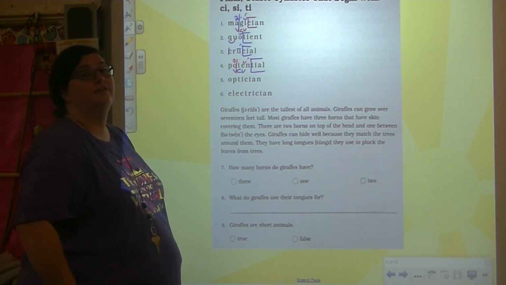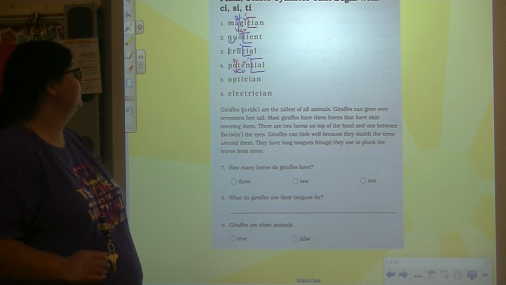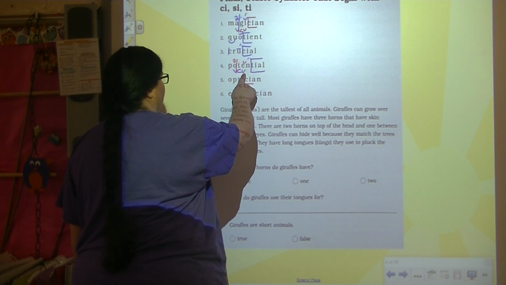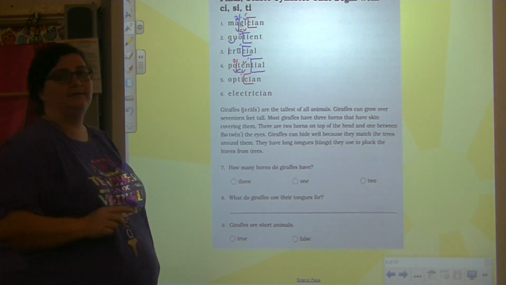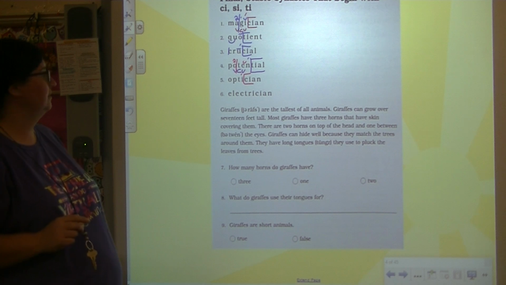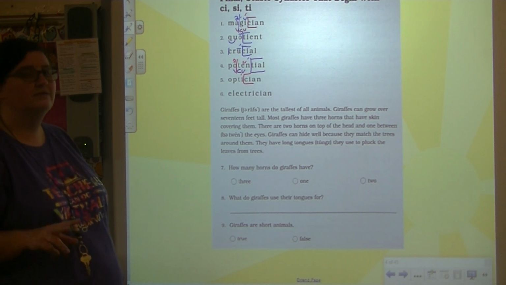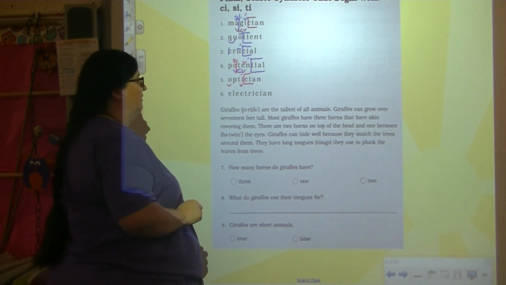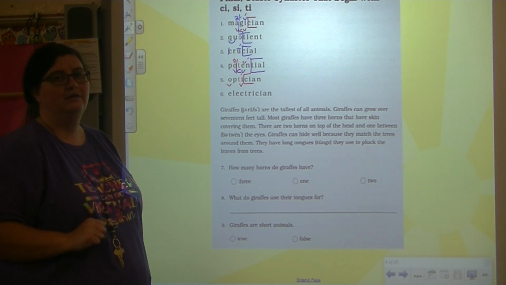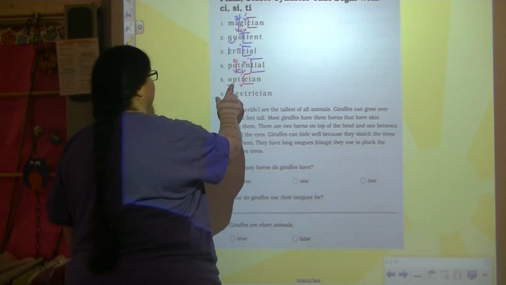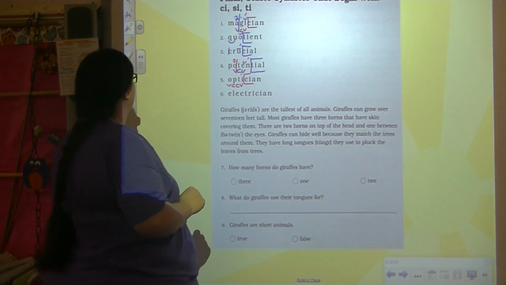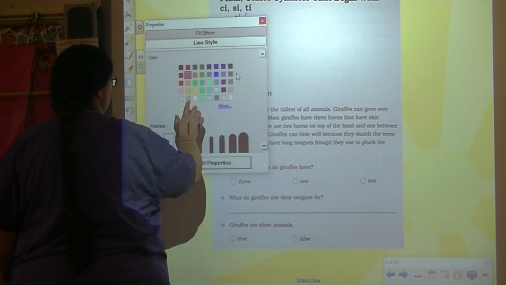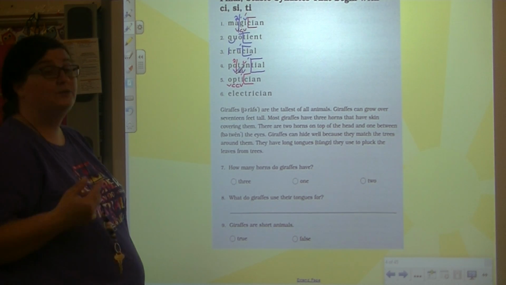Number 5. What's your final stable syllable? C-I-A-N. Accents on the syllable before it. How many vowels? 2. Label them. You have 2 consonants in between. So where will we divide? Between the 2 consonants.